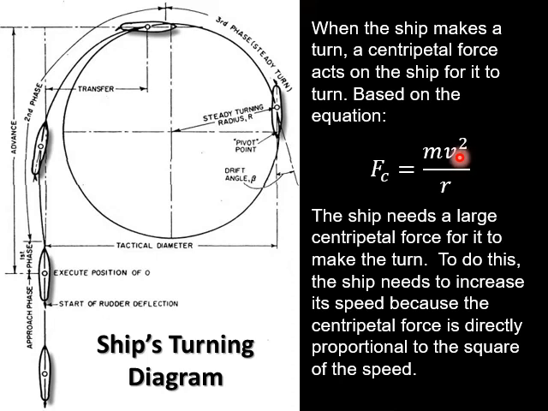Ibig sabihin, kapag tinaasan mo yung speed mo, let's say, dinoble mo, yung value ng Fc mo magiging 4 times. Bakit? Kasi ito naka-square. At kapag yung speed mo naman in-increase mo 3 times, ano ba yung 3 squared? Diba 9? Ibig sabihin yung centripetal force mo will increase 9 times. Okay? Kaya in this case, actually yung mga barko, bago yan maka-change ng direction, kailangan nilang taasan yung kanilang speed. Kailangan lang bilisan para maka-turn sila. Kasi or else, hindi sila makakapag-turn kasi kulang yung kanilang centripetal force.